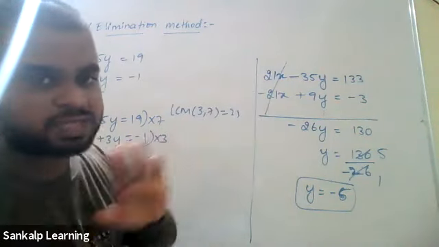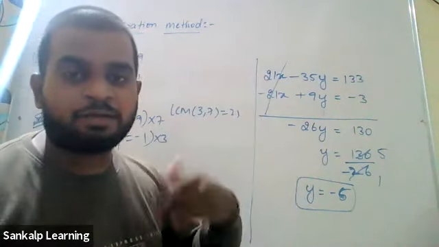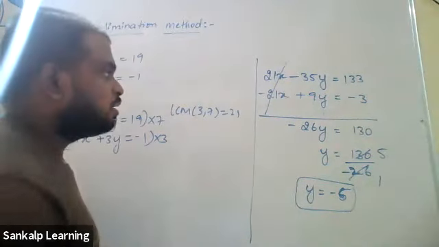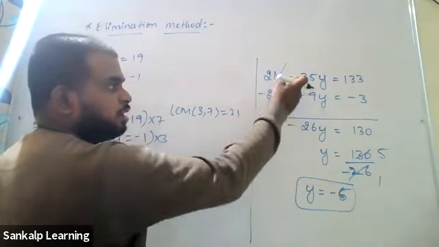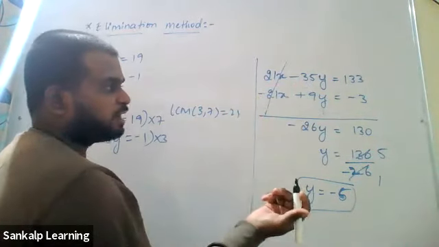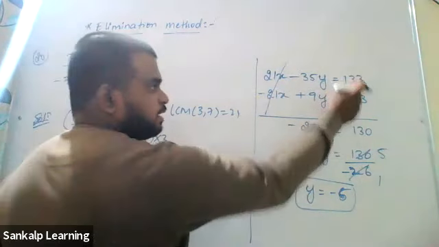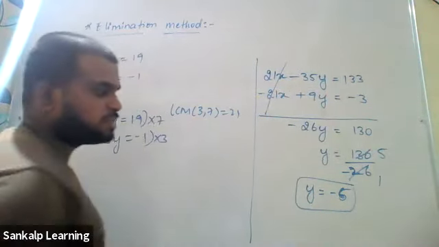The signs are different, so we do not change the sign. But in the previous problem, both the numbers had the same sign, so we were changing it. Okay, so plus and minus cancel. Here there is a minus, here there is a plus, so you have to subtract it. 35 minus 9 is 26. Greater number's sign. 133 minus 3 is 130. So you got y as minus 5.